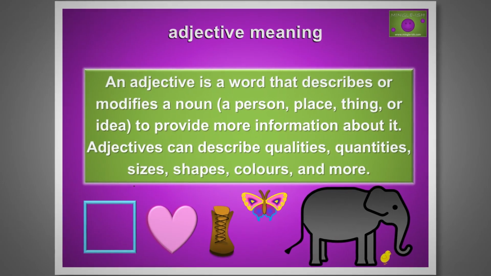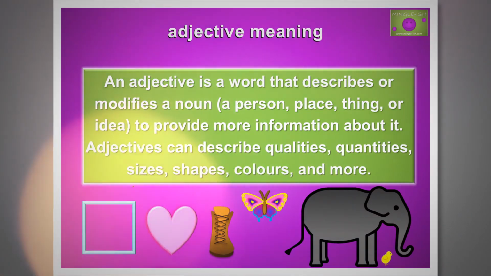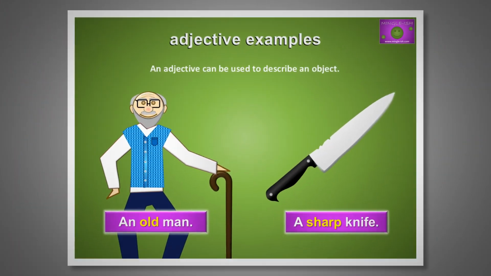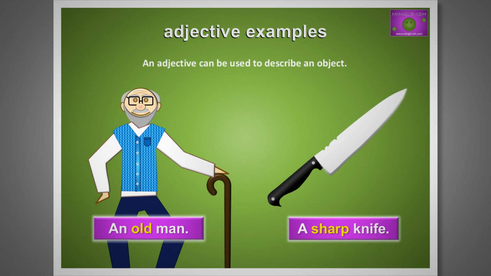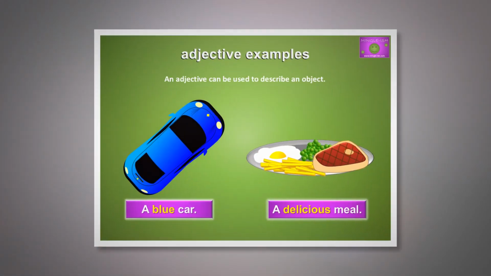An adjective is a word that describes or modifies a noun, a person, place, thing, or idea, to provide more information about it. Adjectives can describe qualities, quantities, sizes, shapes, colors, and more. Let's see some examples. An old man. A sharp knife. A blue car.